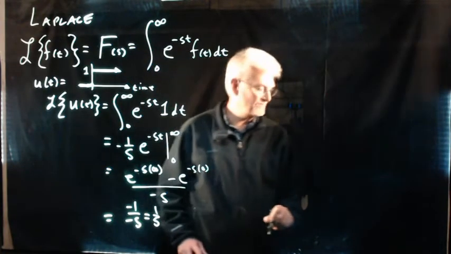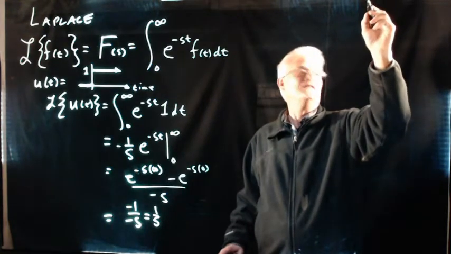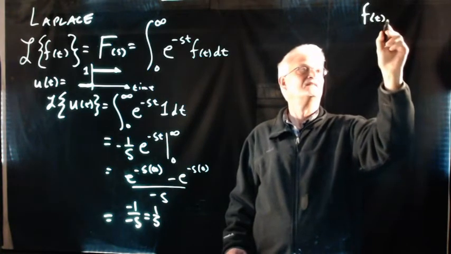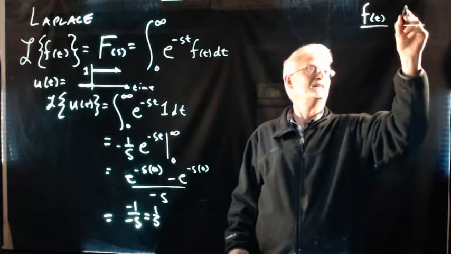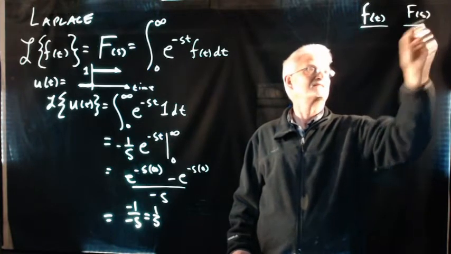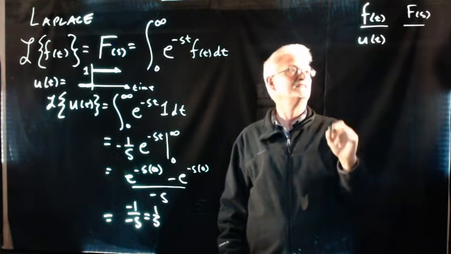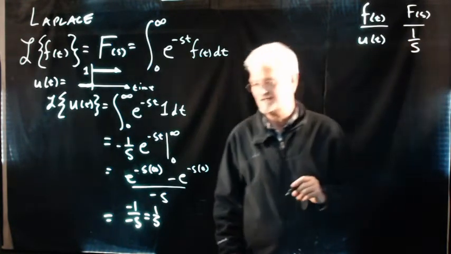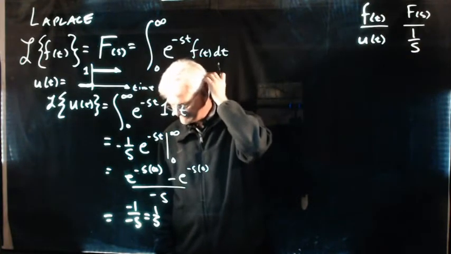Let's just write that down here. We'll come over here and we'll make a little Laplace transform table. Here we're going to say f of t in this column, and then over here we're going to say f of s in this column. And so when we say u of t in this column, f of s is just 1 over s. So we've already done our table of Laplace transforms.